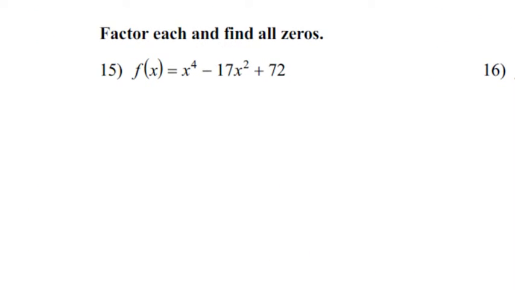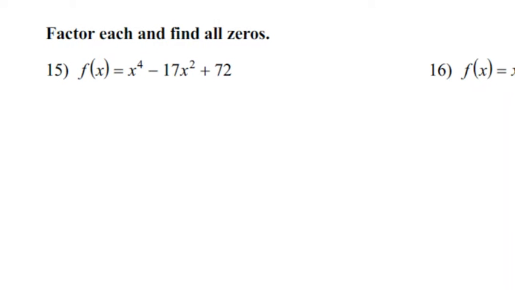Might as well do number 15 and 16 along with these, because we're not going to do synthetic or anything like that for number 15 and 16. See how it's a trinomial? Okay? We can factor this like normal. So we can really just go like this. X to the fourth power will factor as x squared times x squared. 72, I'm betting that's going to be 8 times 9. All right? To make negative 17, they will both have to be negative.